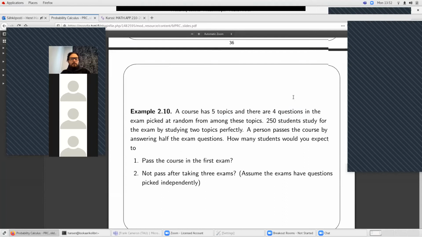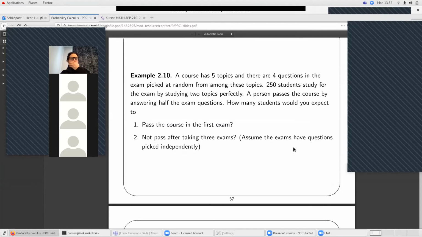One more example. A course has 5 different topics, and there are 4 questions in the exam. You can learn all 5, or you can learn some number of them. So 250 students study for the exam by studying only two topics perfectly, and they just disregard the last 3. The person passes the course by answering half the exam questions correctly. How many students would you expect to pass the course in the first exam, or not pass the course after taking 3 exams?